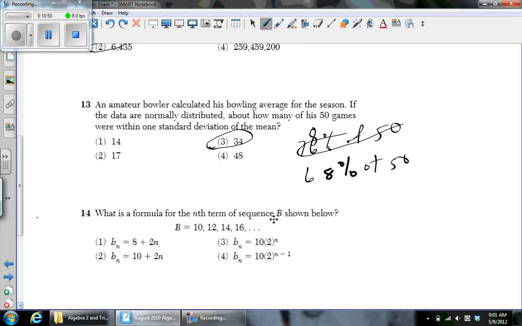What is the formula for the nth term of the sequence below? This is an arithmetic sequence, so a sub n is equal to a1 plus d times n minus 1. You know the first term is 10, plus the d is 2, n minus 1, giving us 2n plus 8.